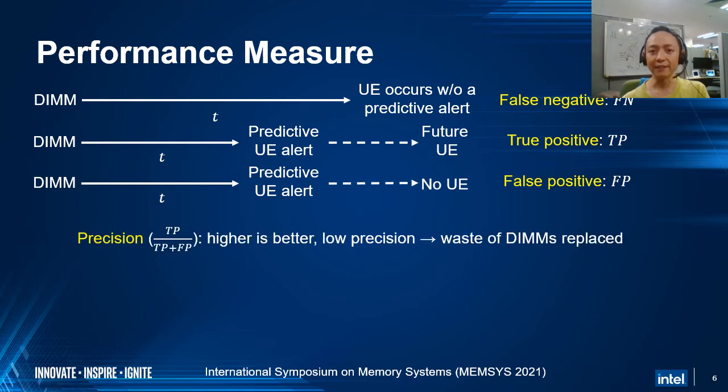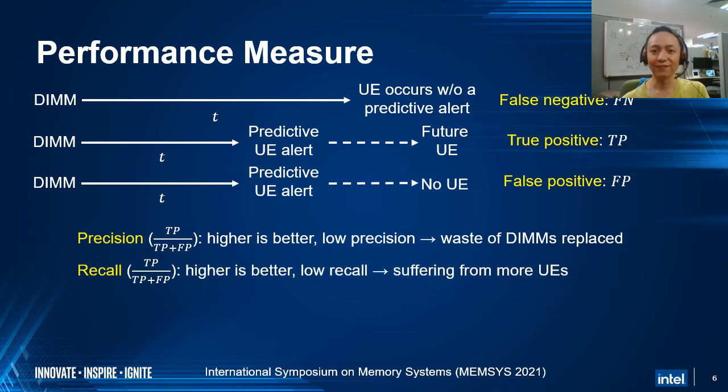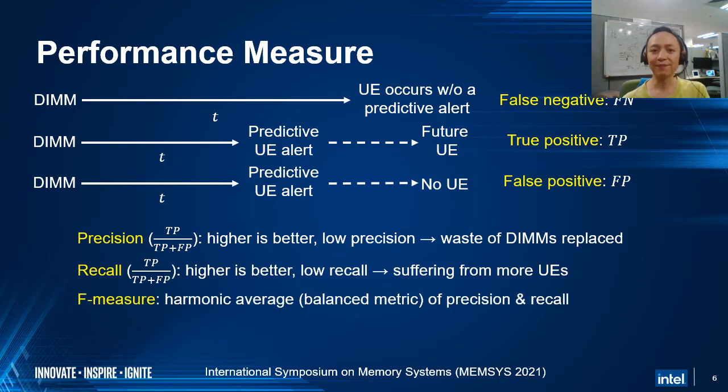Precision gives the percentage of true alerts over all the alerts. A low precision implies a waste of good DIMMs in replacement. Recall gives the percentage of true alerts over all the UEs. A low recall implies that we suffer from more UEs. Since a high recall usually results in a low precision and vice versa, we use their harmonic average, F measure, as a balanced metric.